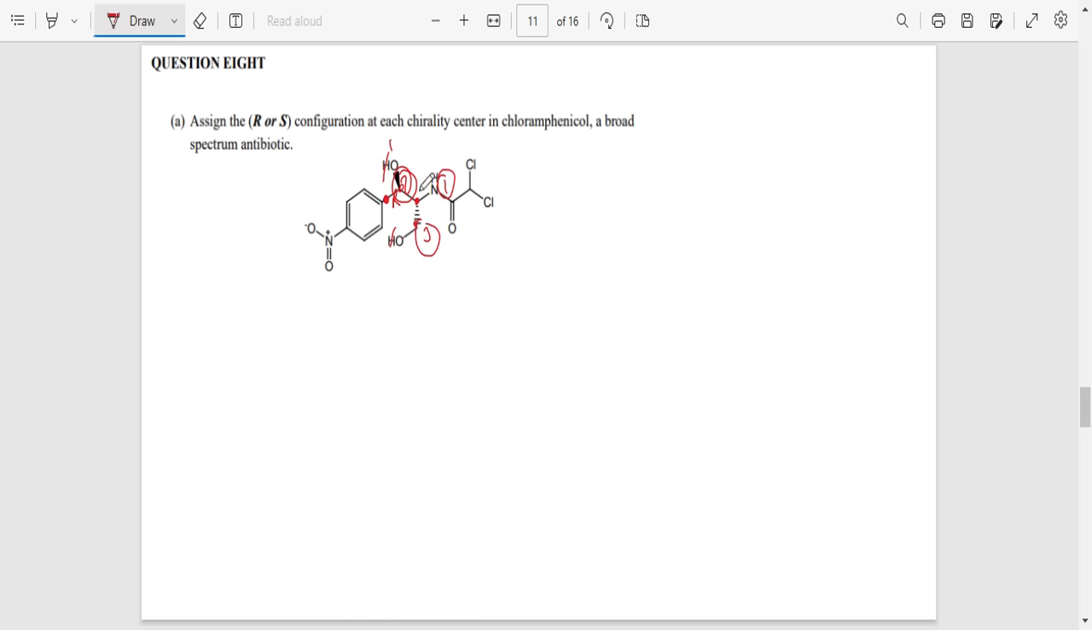Where is position number four? We have a hydrogen, though we can't see it since this group is at the back, meaning that the hydrogen is going to be in front. So we're moving from 1 to 2 to 3 in this direction. Now, since the fourth group is in front, it's supposed to be in the back. This was supposed to give us S configuration. Now we're going to swap it, it will still be R configuration. Why? Because the fourth group is in front.